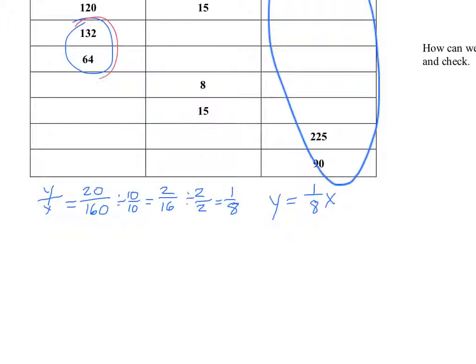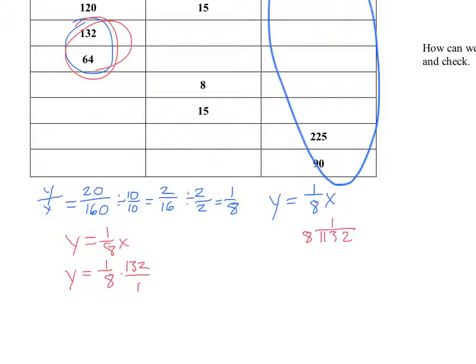I will do it in red here. So y is equal to 1/8 x. In this case, I'm plugging in 132. 1/8 times 132. And we can see here that really when we're multiplying by 1/8, it's the same thing as dividing by 8. So 132 divided by 8, and do that work over here, 132 divided by 8.